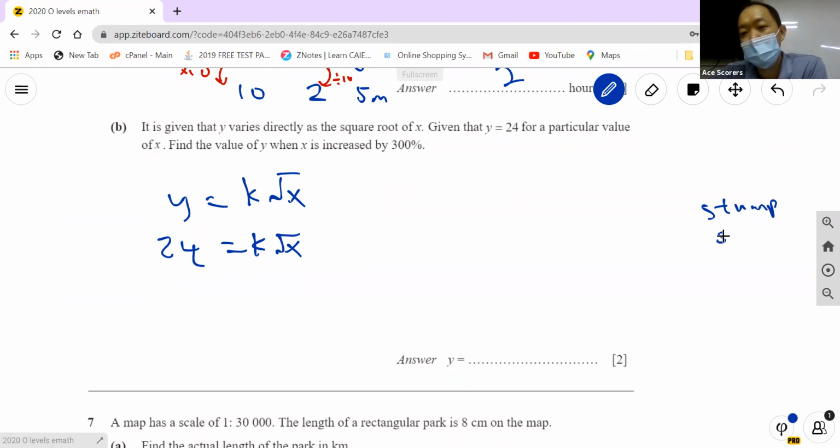Stump or stomp? Means they're stuck. I think it's stump.